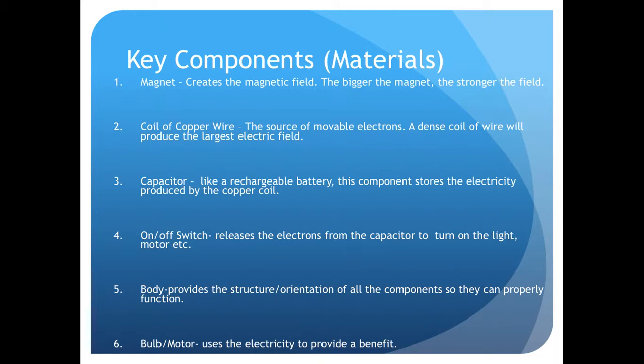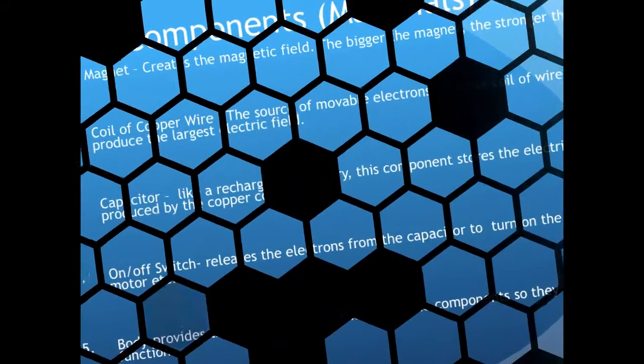We have a body, and practically it provides a structure and orientation of all the components so they can properly function. Meaning it provides the structure so nothing is falling apart. And then the bulb or motor, and it uses the electricity to provide a benefit.